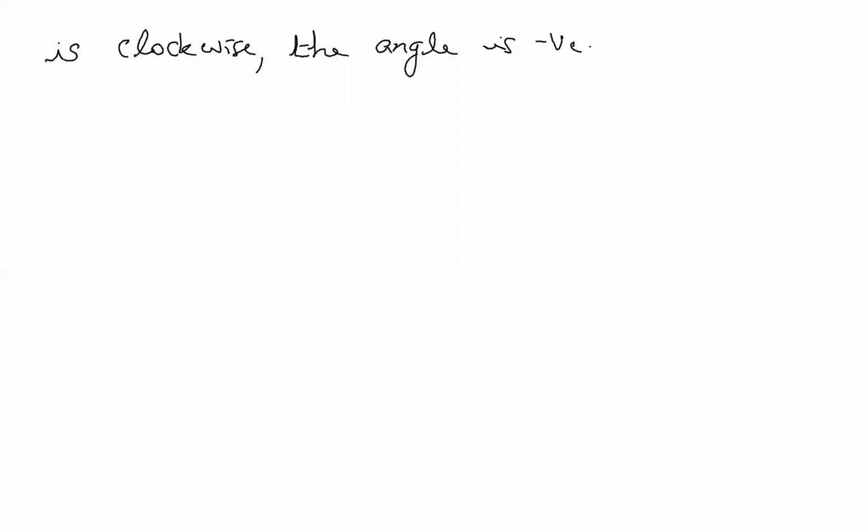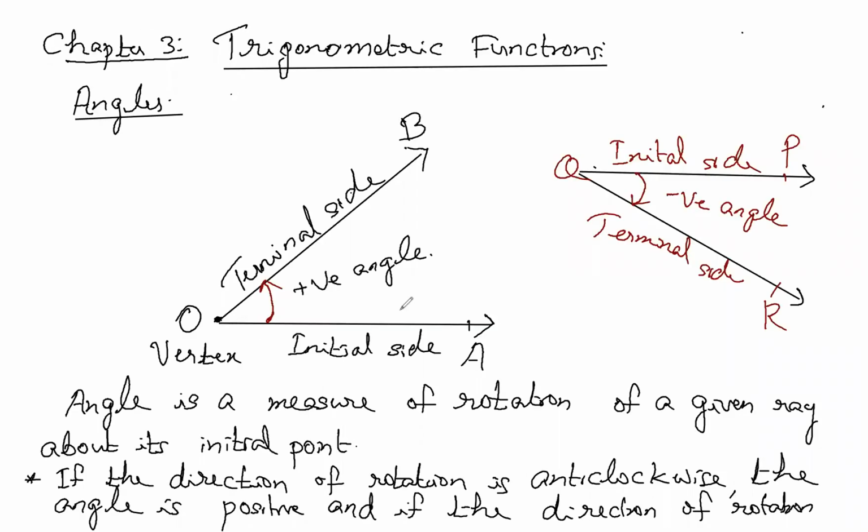So in the diagram, it is clear. Look at the first diagram, initial side and the terminal side. When it is moving like this, anti-clockwise, opposite direction of clock movement, the angle is positive. From the initial side to terminal side, when it moves like this, according to the clock movement, it is a negative angle. So till here, the concept is clear.